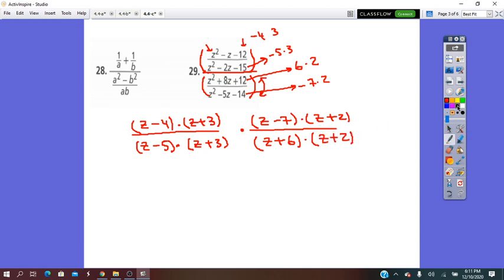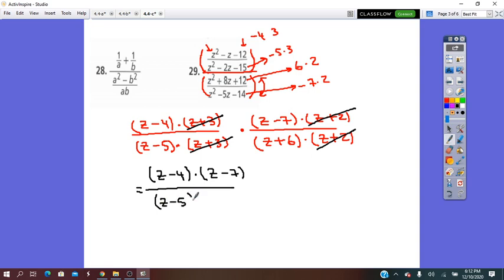Now let's look for the common factors. Z minus 4 up, none of the denominators have z minus 4, so we cannot simplify. Z plus 3 up and down, simplify. Z plus 2, simplify. Minus 7 and plus 6, we cannot simplify more, so it will be z minus 4 times z minus 7 over z minus 5 times z plus 6.